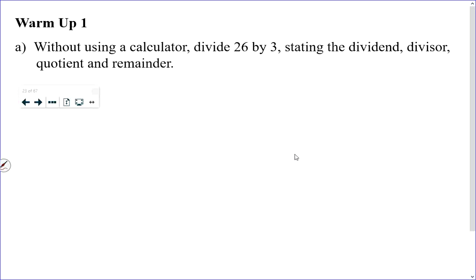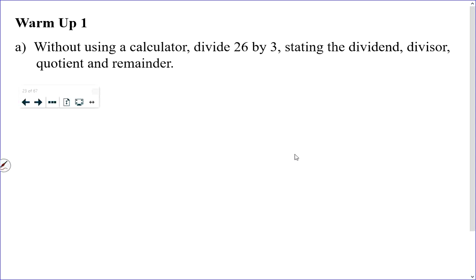So let's get started. Without using a calculator, divide 26 by 3, state the dividend, divisor, quotient, and remainder. And this is an example that I think is useful to really understand, because later on, when you forget the relationship between these things, when you divide polynomials by binomials, you might want to go back to something simple, like 26 divided by 3.